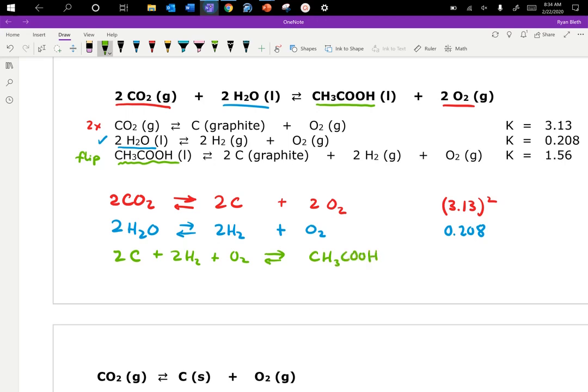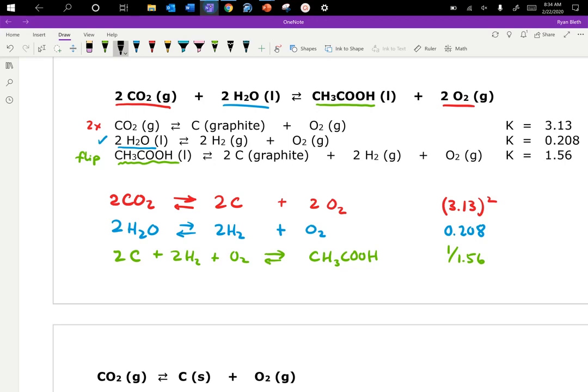Okay. And because I flipped it, I need to take the reciprocal of that K value, so I'm going to write that as 1 over 1.56. And there I've got my equation, hopefully, with all the pieces in the right place. I'm just going to go through and make sure that the right things cancel out. Right? We're going to want CO2 on the left. We've got it.